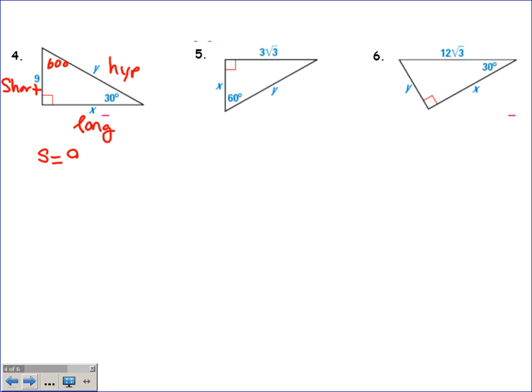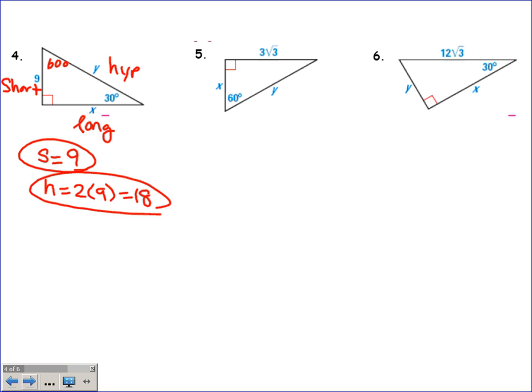Okay. What side are we given? The short. So short equals 9. Excellent. What do we find next? Hypotenuse always equals twice this. So the hypotenuse equals 18. And the long is just equal to 2 times the square root of 3, isn't it? Piece of cake.